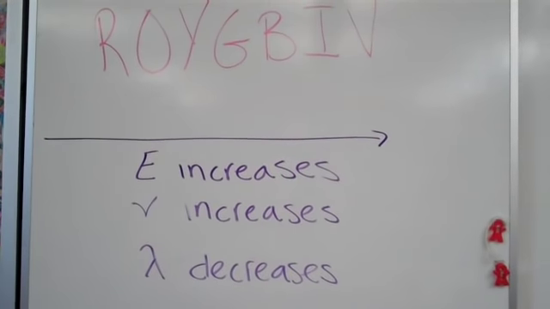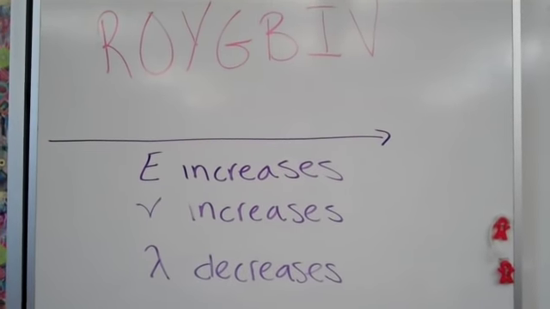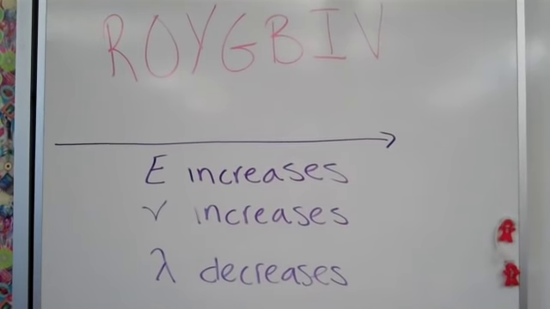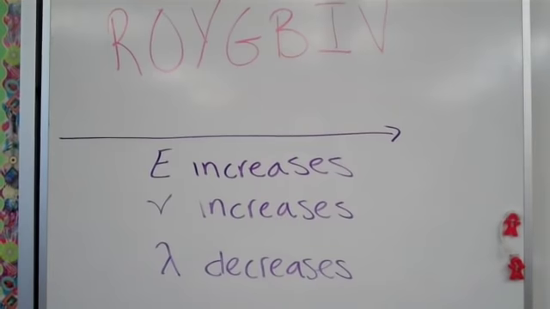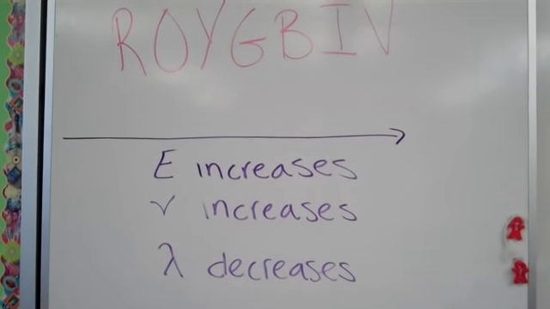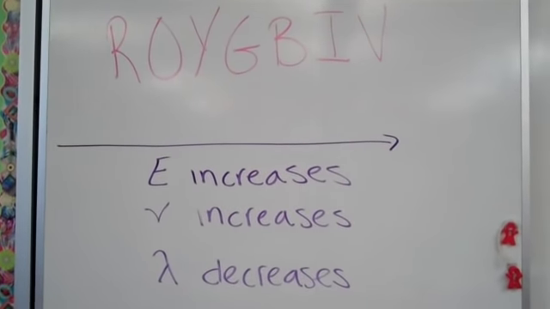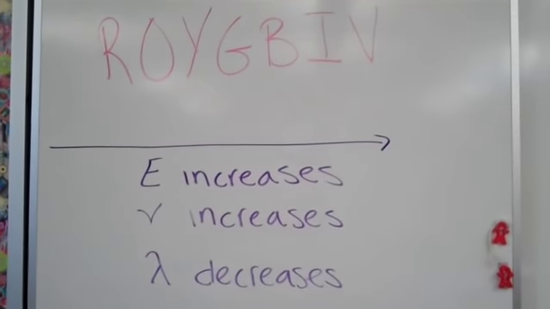However, the wavelength has an inverse relationship with both energy and frequency, meaning that the red light that we may see during today's lab would actually have the longest wavelength, while violet would have the shortest.